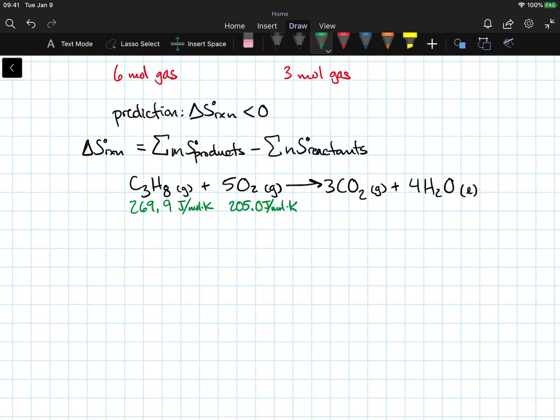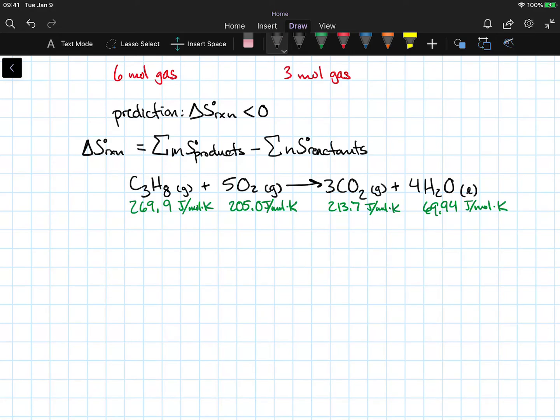Just continuing on here, carbon dioxide has 213.7 joules per mole Kelvin of entropy, and water in the liquid phase. So all of these gases are up in the 200 range. Water should be lower than that, and it is. It's only 69.94 joules per mole Kelvin.